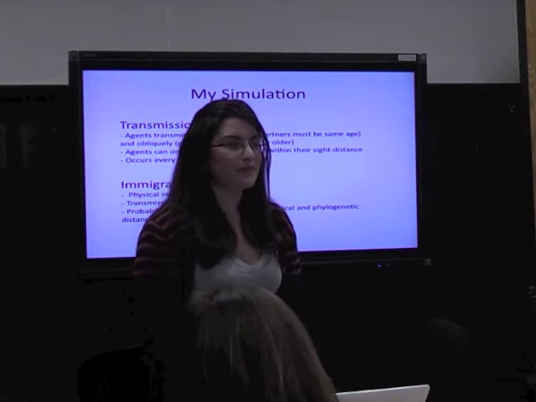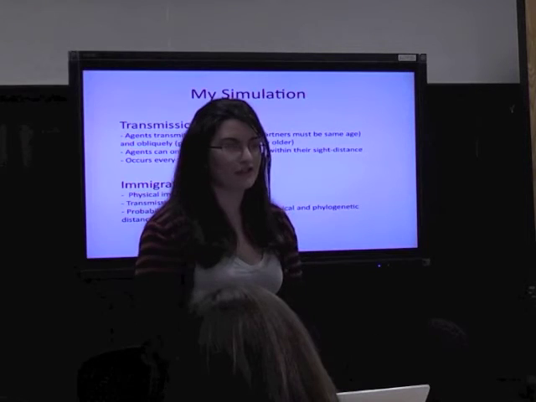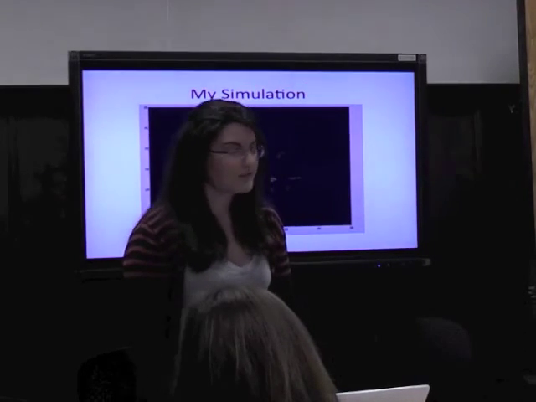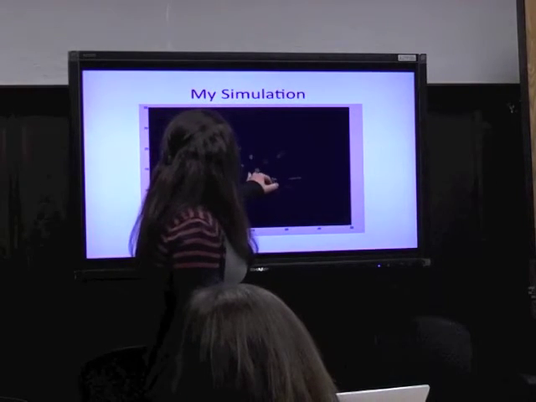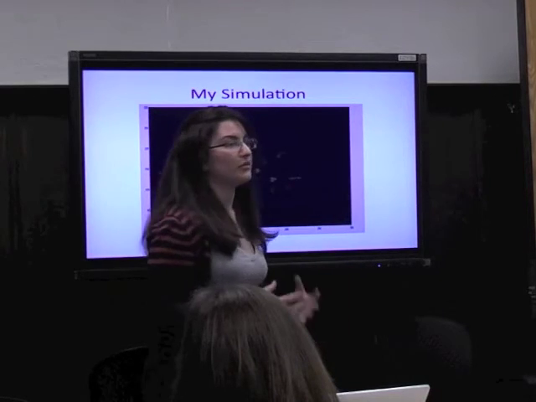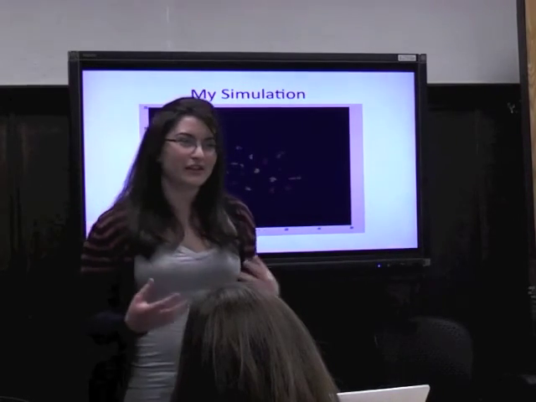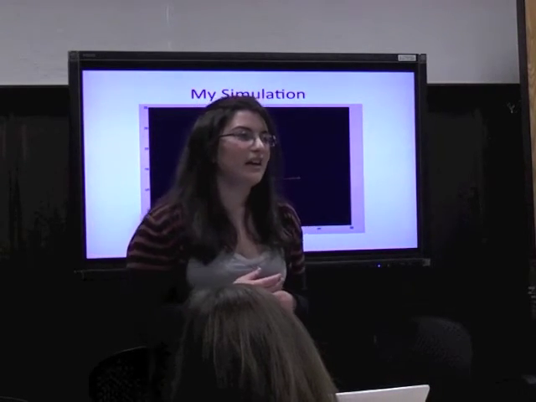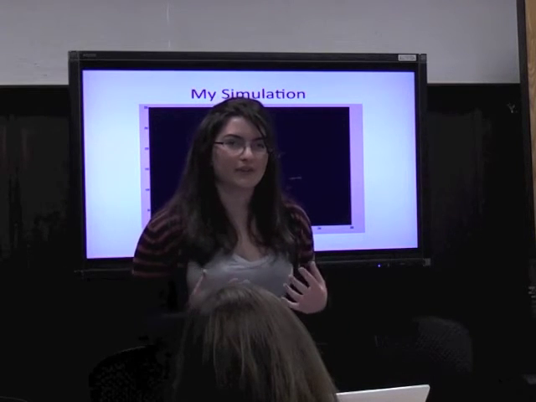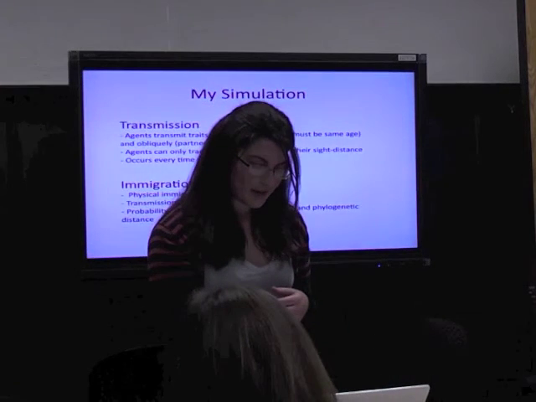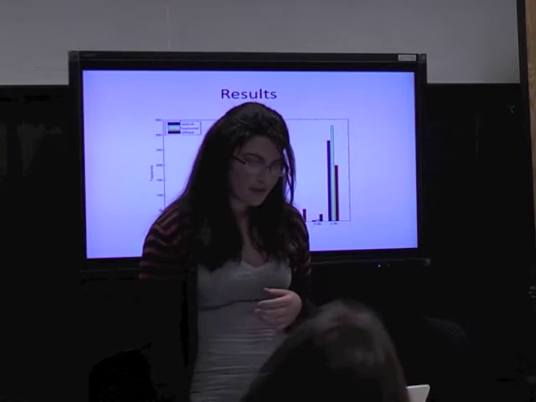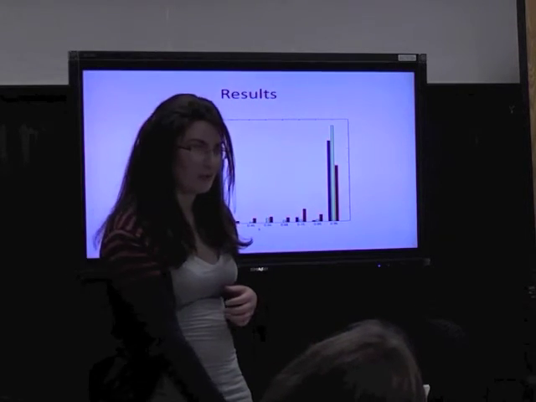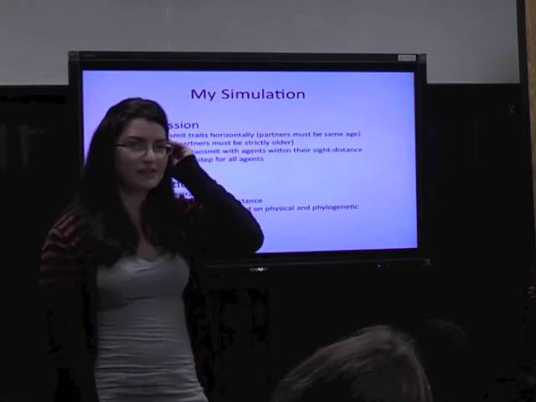And then there's also transmission to groups that are further away. So for example, someone over here transmitting with a group over here that normally wouldn't be within their interaction distance, their sight distance. And that's more like trade, for example. Any questions about my simulation before I talk about my results?